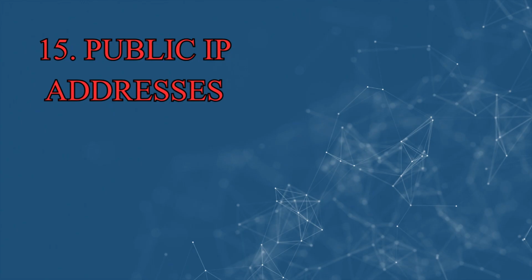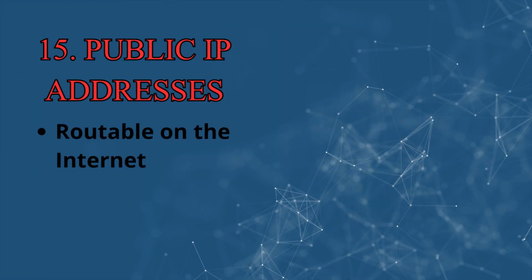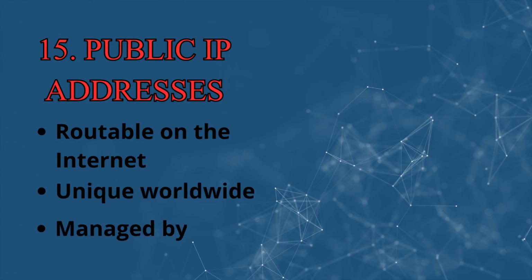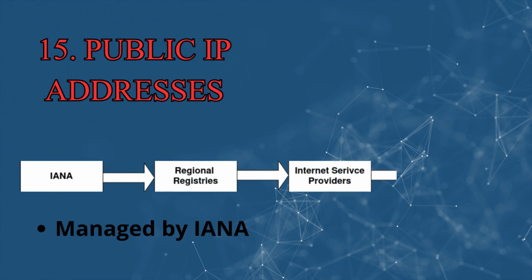Number 15. Public IP addresses. Okay, so there are public and private IP addresses, and it will all make more sense when you understand both of them, but let's start from the public ones. So basically, public IP addresses are all addresses that are routable on the internet. These addresses are unique worldwide and they are managed by IANA, which assigns large blocks of these IP addresses to regional registries. And then internet service providers assign them to end users, so you get the public IP address on your router from your internet service provider.